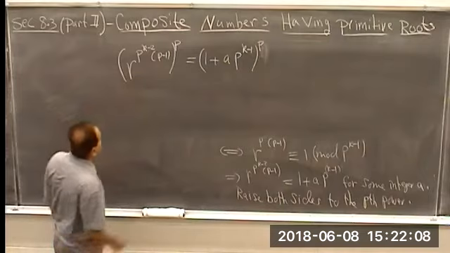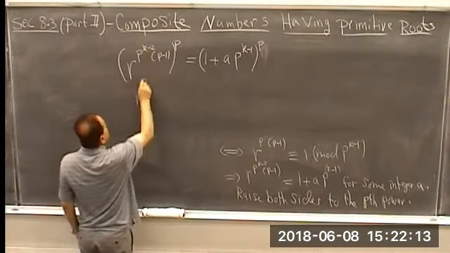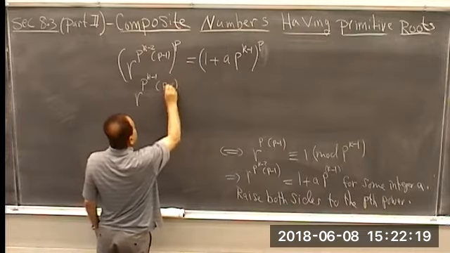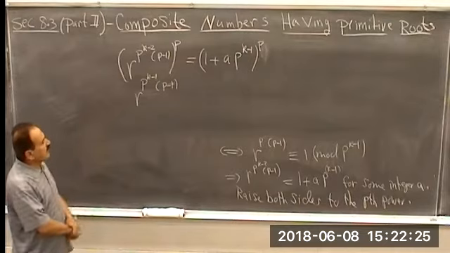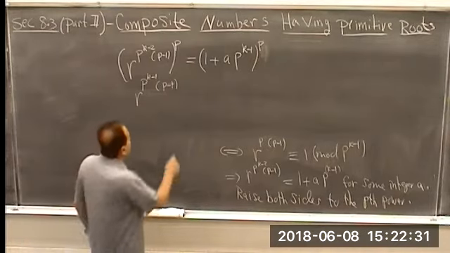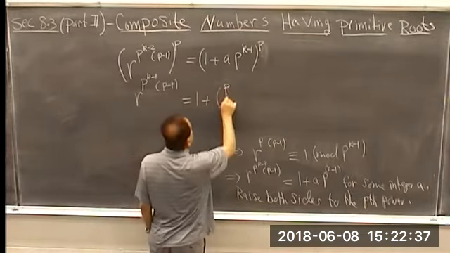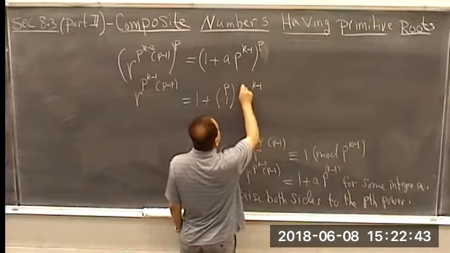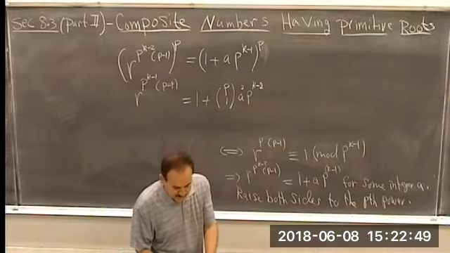First, the left-hand side becomes r to the p^(k-1)(p-1). Well, we're going to show that the statement, or the incongruence, holds for k plus 1. So it's kind of unusual the way we're going about this, but eventually that's what we will get. All right? Now, by the binomial theorem, we're going to get 1 plus p times a p^(k-1), and then we're going to have a square in here.